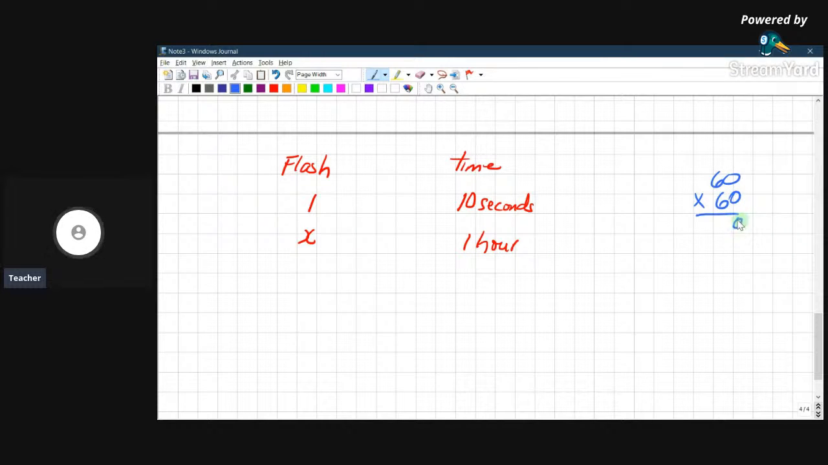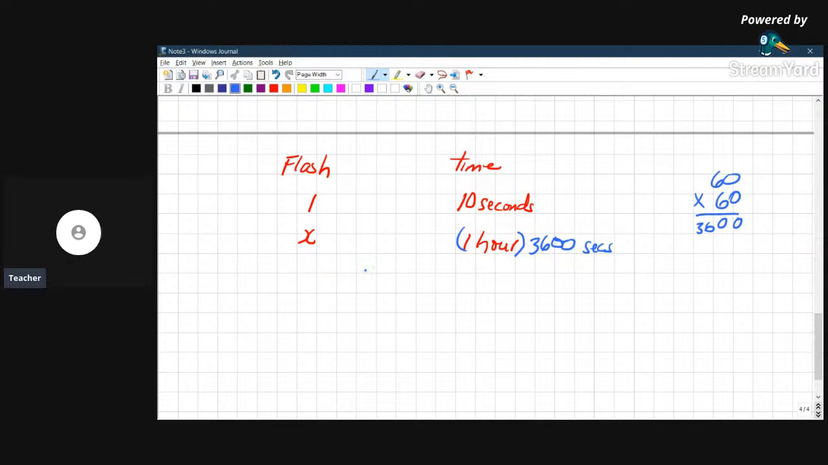So I'm going to put 0 as my placeholder here and move on to this 6. 6 times 0 is 0, and 6 times 6 would be 36. So there should be 3,600 seconds in an hour. Instead of having the hour here, we could have 3,600 seconds. So we'd have 10 seconds and 3,600 seconds. All right, so this represents the hour in seconds. So we bracket this off so we know what we're doing.